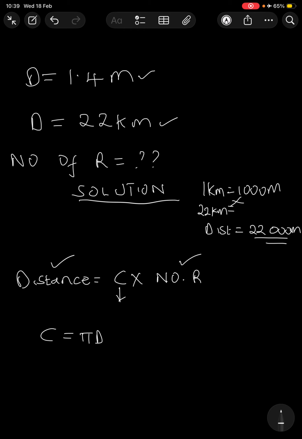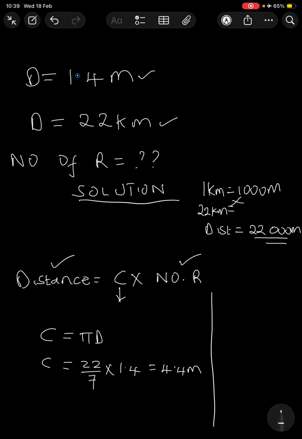So the diameter is 1.4. So work out the circumference. So you take 22/7 times diameter, which is 1.4. So 22/7 times 1.4. So you get circumference is equivalent to 4.4 meters.